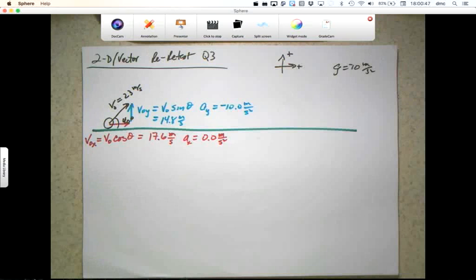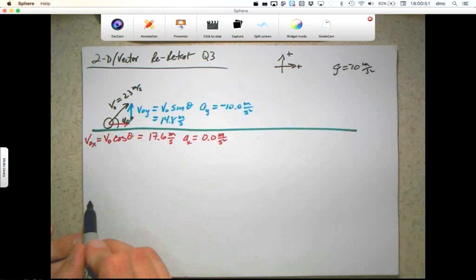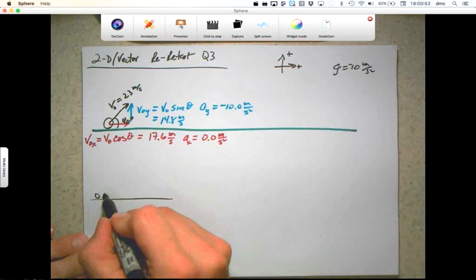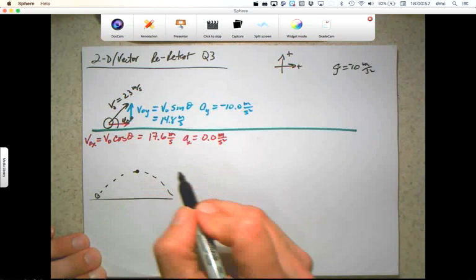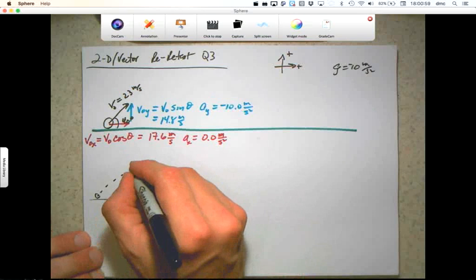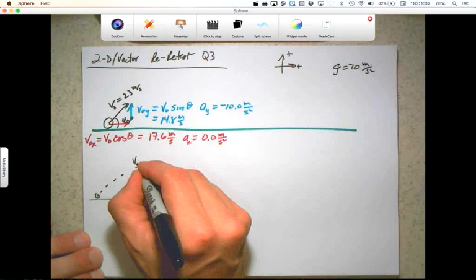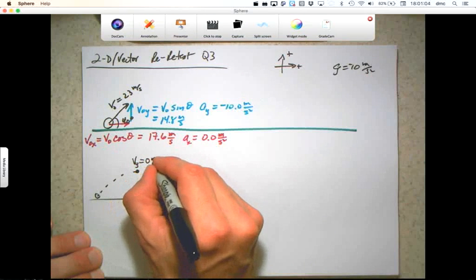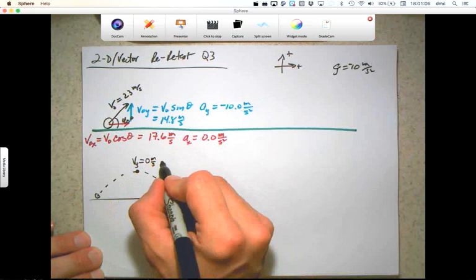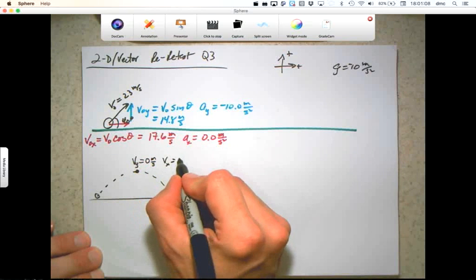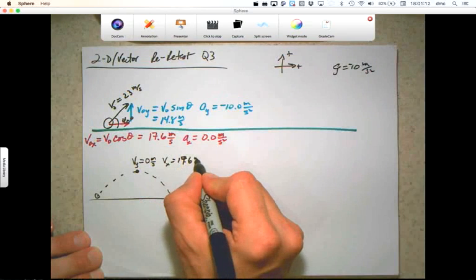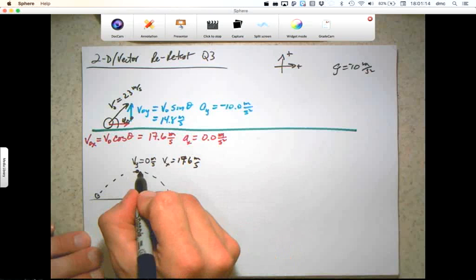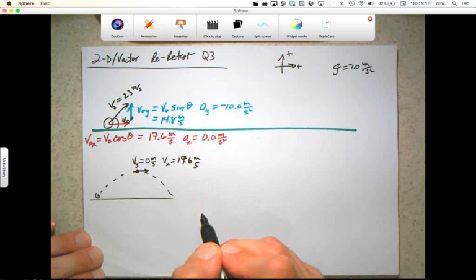What's the time to the top of its path? So basically, let's do a little mini drawing here. It starts here, and it goes up, and it comes back down. So at the very top here, it's key to know that the y velocity is 0 at the top, not the x. The x is still 17.6 meters per second, because that doesn't change. So at the top, it has horizontal but no vertical velocity.